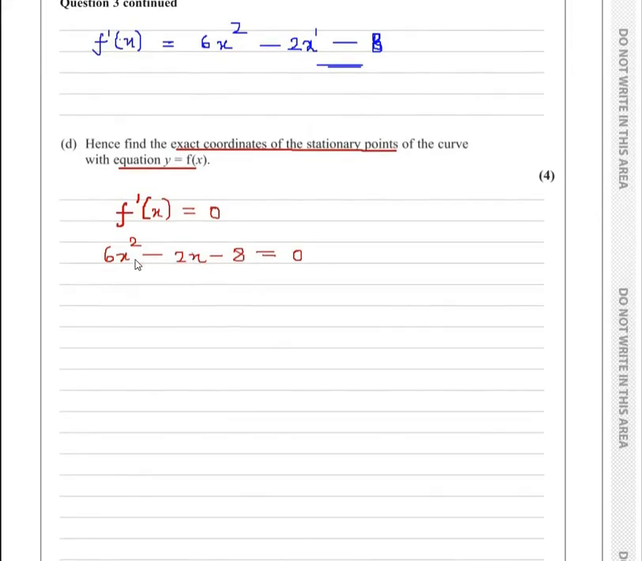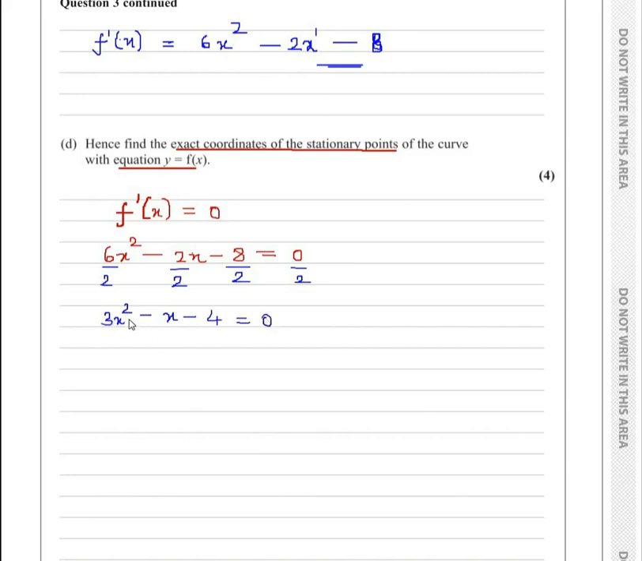Now as we can see, all the terms are divisible by 2. So let me just simplify it first. Divided by 2, divided by 2, divided by 2. So here we get 3x squared minus x minus 4 equal to 0.